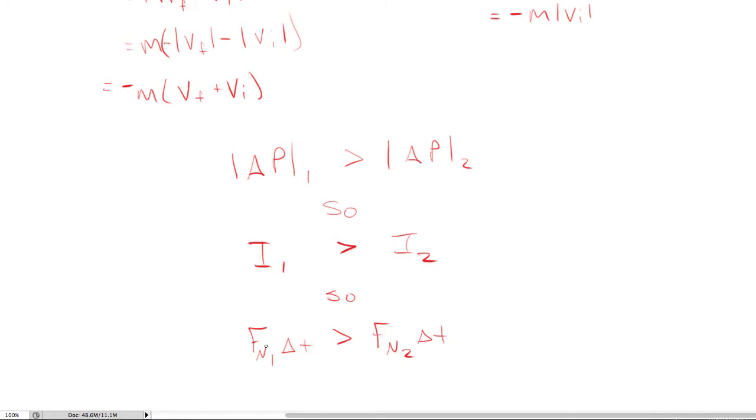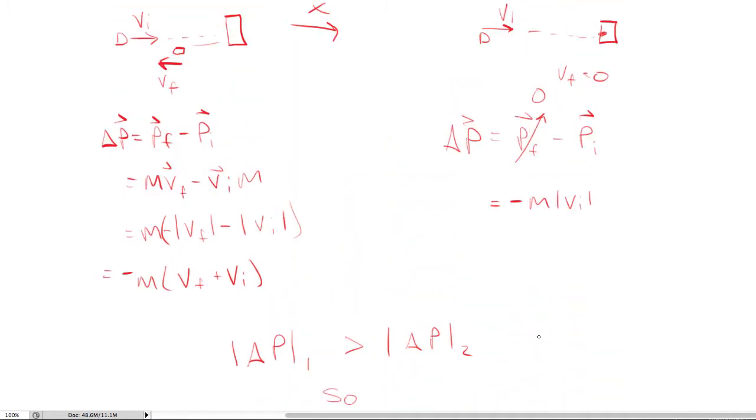So the vest is exerting a larger force on the bullet, which means the bullet in the first case is exerting a larger force on the vest, in other words, on the person. So it is better to be in the second scenario because the force exerted on the person is less. So sort of validating what you guys said. And this is the reason why, when you see bulletproof vests in action on TV, they absorb the bullet, because that's what they're meant to do.